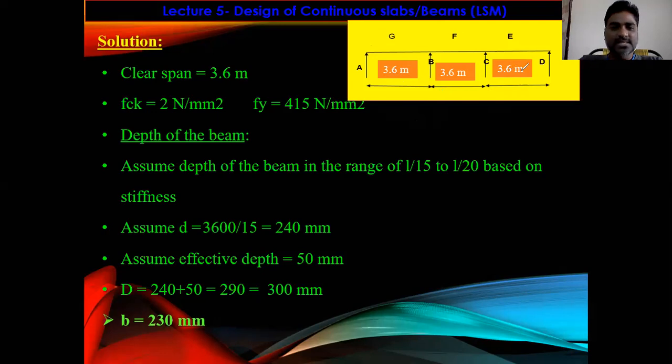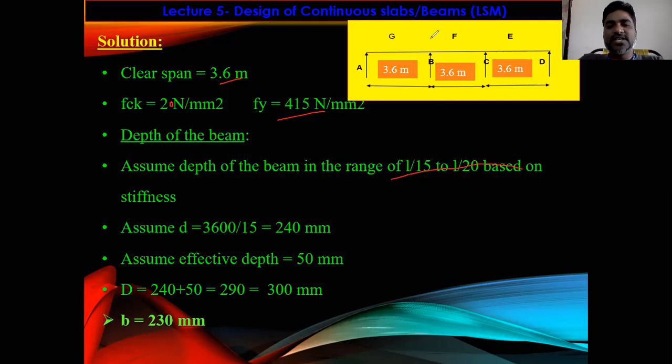This is a 3-span beam, and the clear span is 3.6 meters, fck is 20 Newton per mm square, and fy is 415 Newton per mm square. The first step is to assume the dimensions of the member. While assuming the dimensions, the depth of the beam can be assumed in the range of L/15 to L/20 based on stiffness.